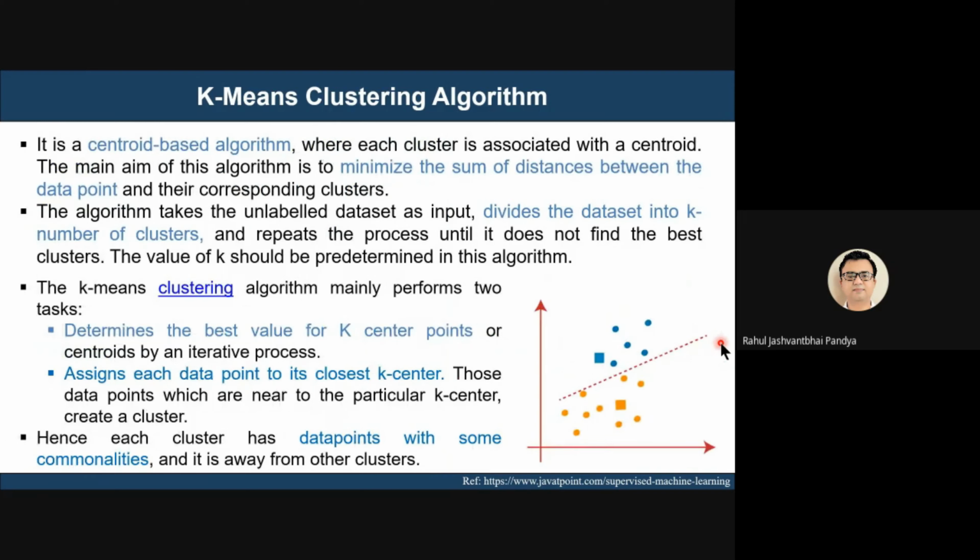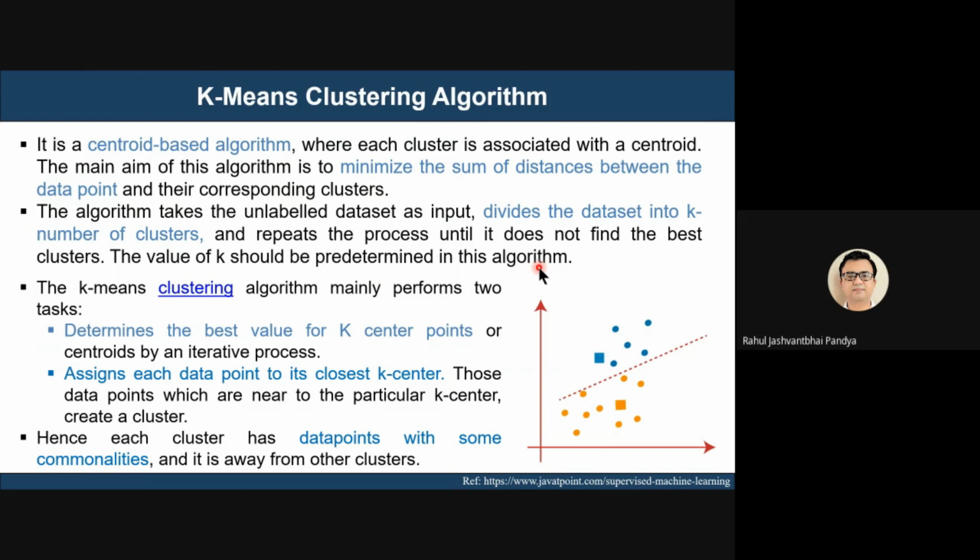It is also called a centroid-based algorithm, where each cluster is associated with a centroid, and the main aim of this algorithm is to minimize the sum of the distances between the data points and their corresponding clusters. This algorithm generally takes unlabeled data sets as an input, divides them into k number of clusters, and keeps repeating the process until it finds the best clusters. So k is a predefined factor in this algorithm.